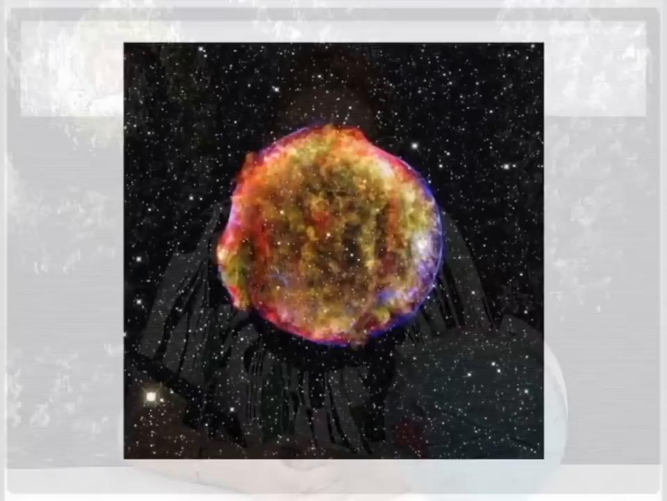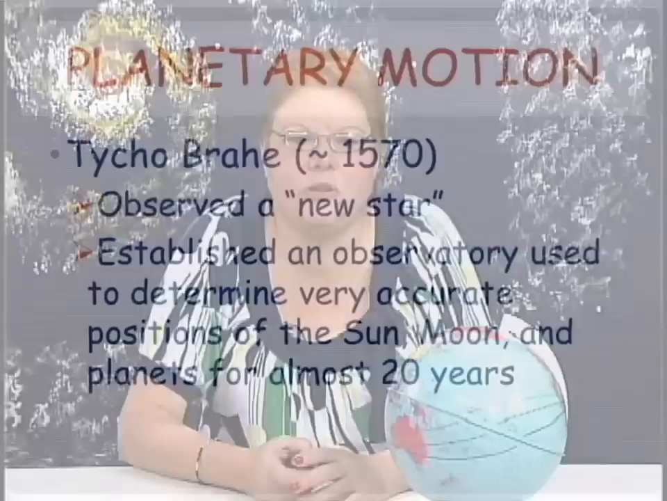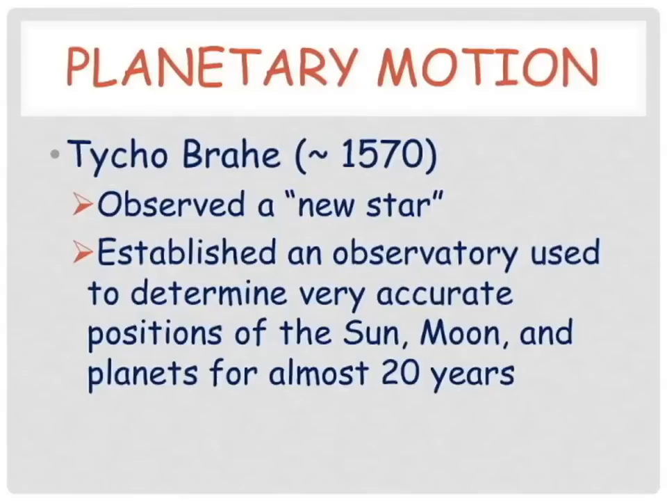But more importantly, what Tycho did was he established an observatory, in which he was able to very accurately determine the position of the sun, the moon, and the planets. Now remember Hipparchus? Remember when we talked about him? He did somewhat the same thing, only he did it for stars. Well, what Tycho did is he made those same very precise measurements for the planets, as well as the moon and the sun.